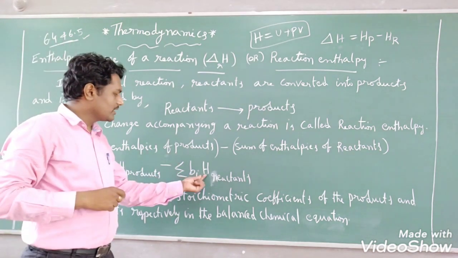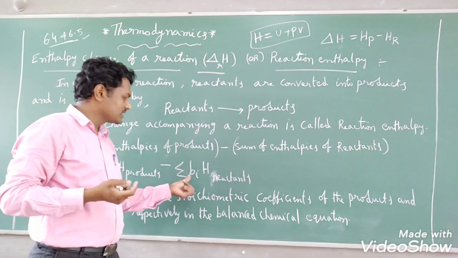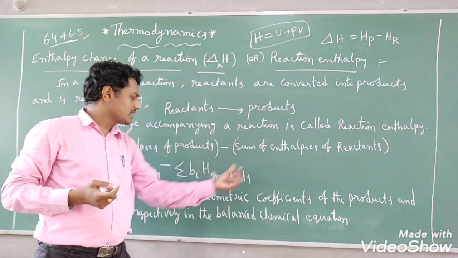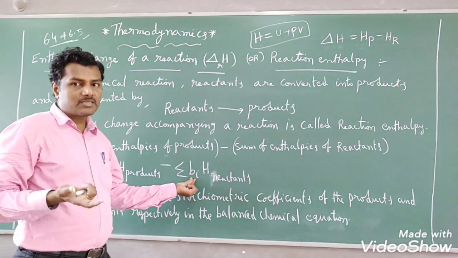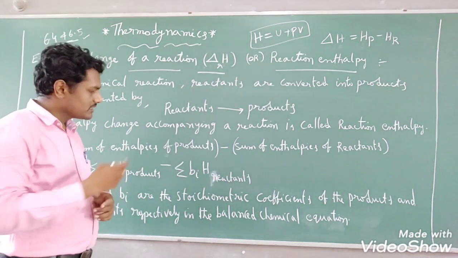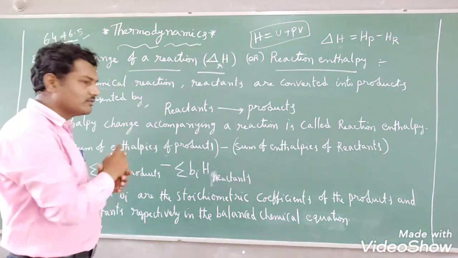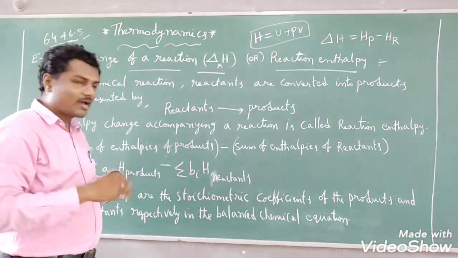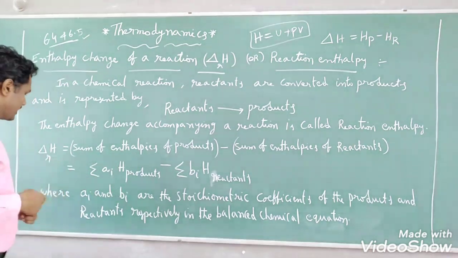And here also the same. H reactants is nothing but enthalpies of reactants. Summation is there, so it is the sum of enthalpies of reactants. What is the meaning of b i here? b i is nothing but what? Stoichiometric coefficient of reactants, right? How we calculate that and all, we will see. I am just giving you the formula. By using this formula we are going to calculate what? The enthalpy change of a reaction, right?